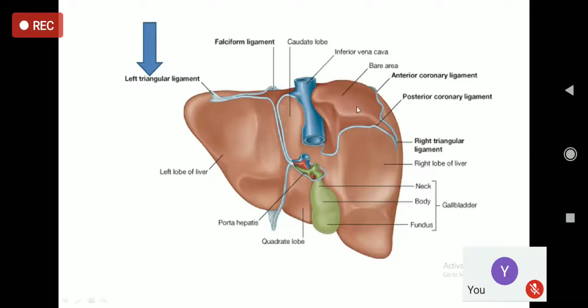Here we can see the bare area, which is bounded by the superior layer and the inferior layer of the coronary ligament. So we are tracing the falciform ligament on the left side and the right side.